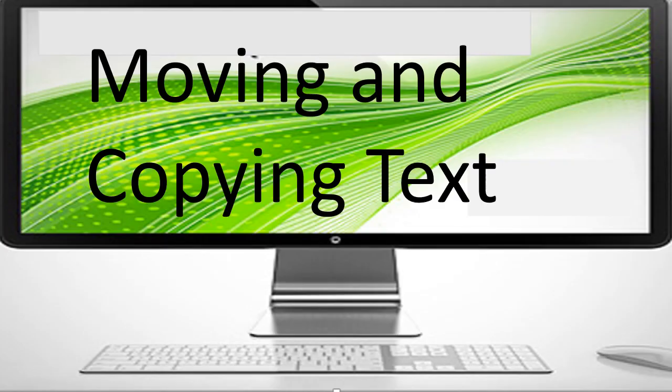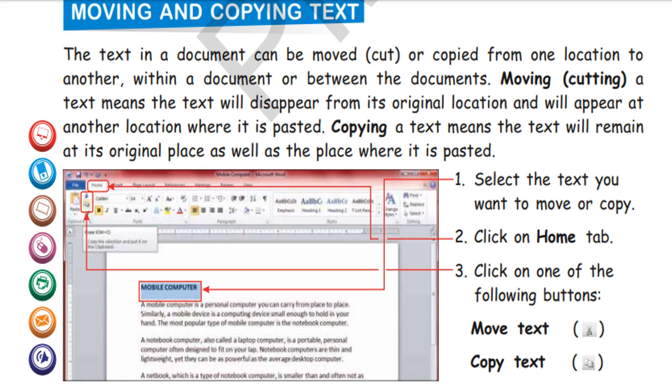Now let's see how to move or copy text. Now what is moving and copying? The text in a document can be moved or copied from one location to another within the document or between documents. Moving means the text will disappear from the original location and will appear at another location where it is pasted. And copying a text means we are creating a duplicate of the text. It means the text will remain at its original place as well as the place where it is pasted.